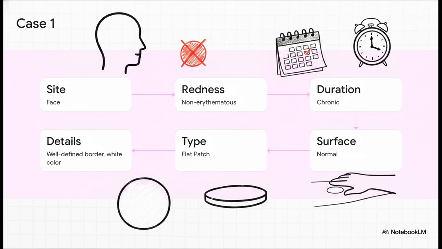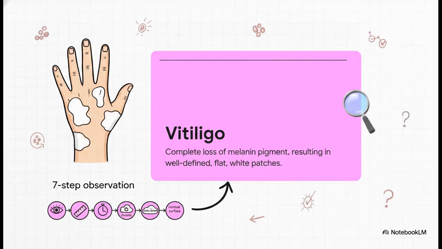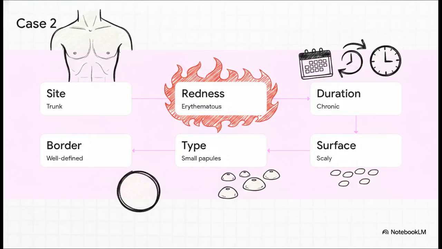So, looking at all that, what's your diagnosis? The diagnosis is vitiligo. See how perfectly our 7-step observation mapped straight to the answer? There was absolutely no panicking, no guessing required. Just systematic, cool-headed observation of a chronic, flat, well-defined white patch with a completely normal surface. Let's move to another one and see how this builds with one more rapid-fire example.